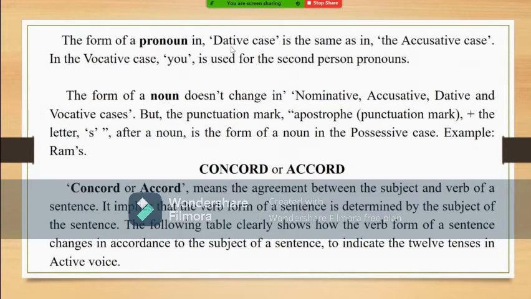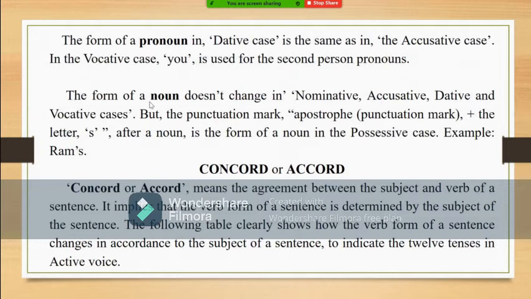In dative cases, the form of a dative case is similar or the same as the form of the accusative case. How the pronoun will be in the accusative case, that form will be used in dative case also. That is the point. In the vocative case, you is used. In the pronouns, you is generally used. That is the only possibility, I think.